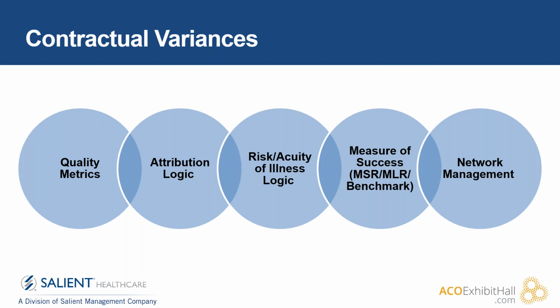Additionally, they might measure your success in different terms. So in some, you might have a minimum savings rate and a minimum loss rate, while others don't have that stipulation at all. Then with network management, some contracts require you to have preferred providers, some don't. Once you have all this data, now you've got to manage each population by the rules and regulations of its individual contract.